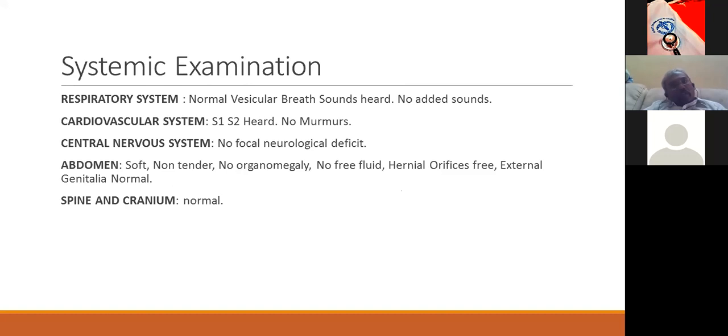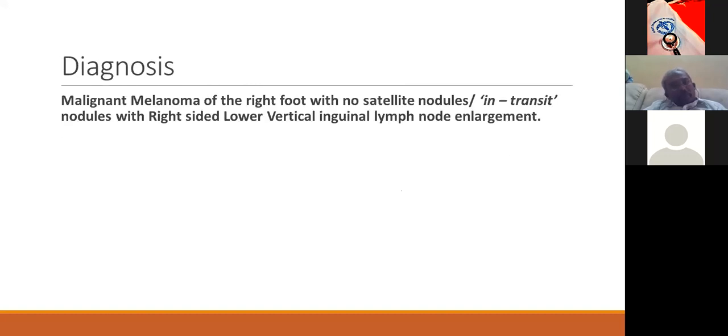Next slide. Diagnosis. Malignant melanoma of the right foot with no satellite nodules or in-transit nodules, and with a right-sided lower vertical inguinal lymph node enlargement without any complications.